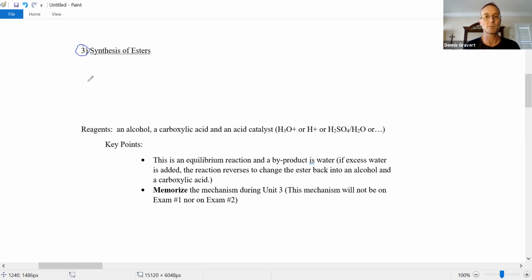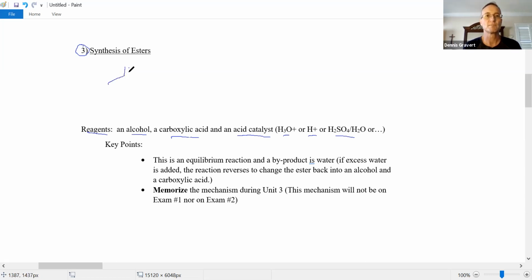But esters are important functional groups, and one very useful way to make them is to take an alcohol and a carboxylic acid. Reagents: alcohol, carboxylic acid, and then you need an acid catalyst. And again, the acid catalyst may show up over the arrow in multiple different forms. Just get ready for some source of H+. Acids are required.